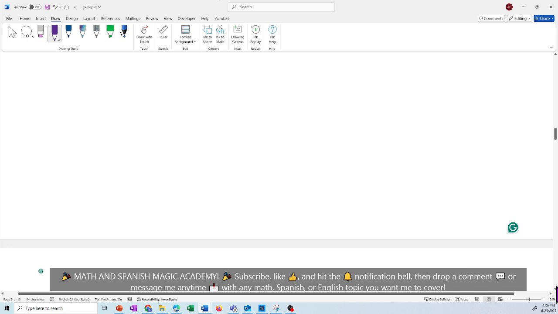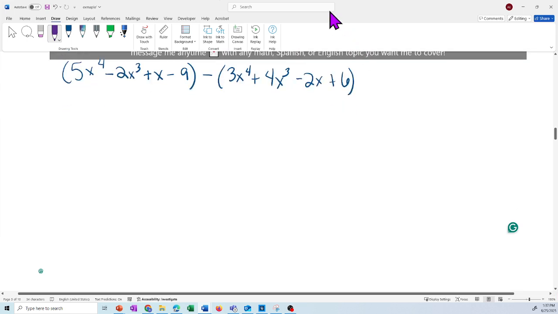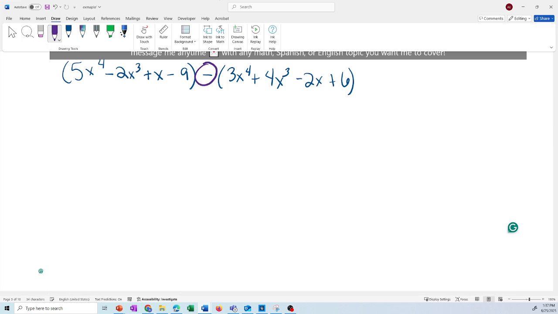Let's take a look at the last problem. This one has a negative sign. So that means that then I'll have to rewrite the second part because the negative is going to affect every term inside the parentheses. So let's rewrite that. The first parenthesis is going to stay the same. 5x raised to the fourth power minus 2x cubed plus x minus 9.